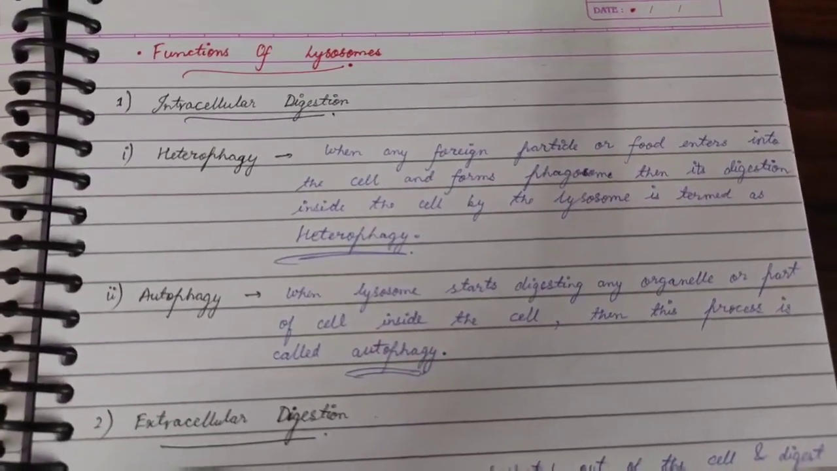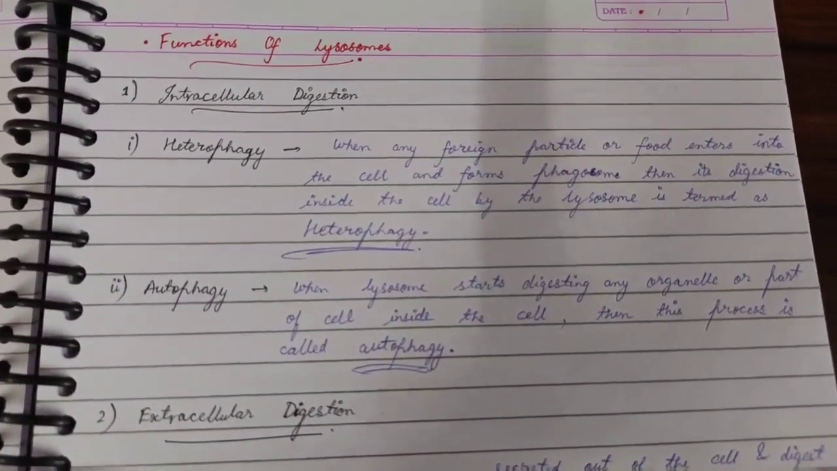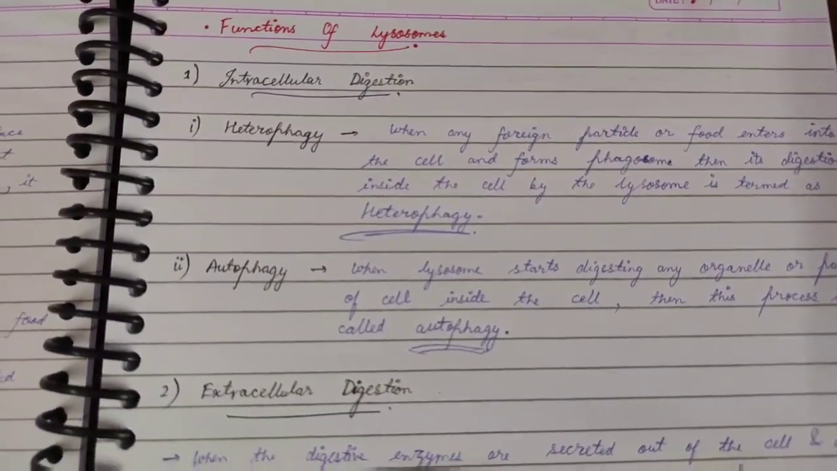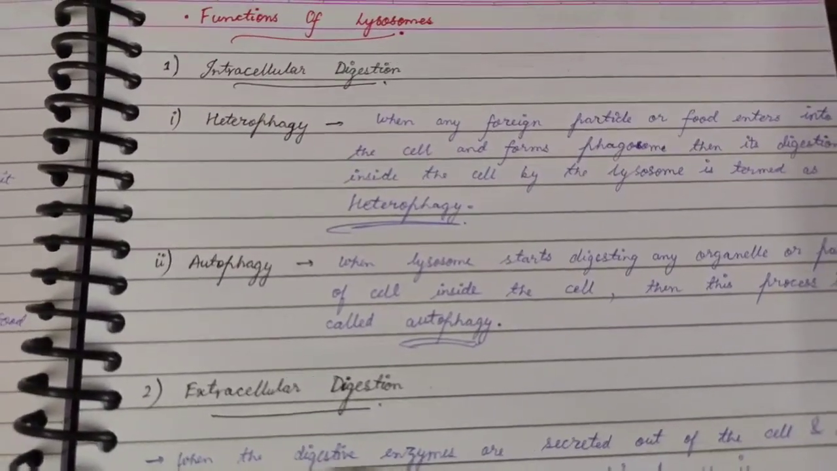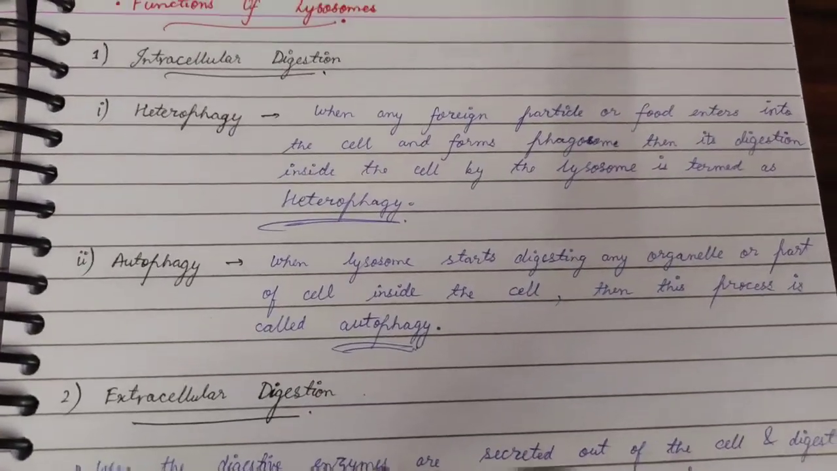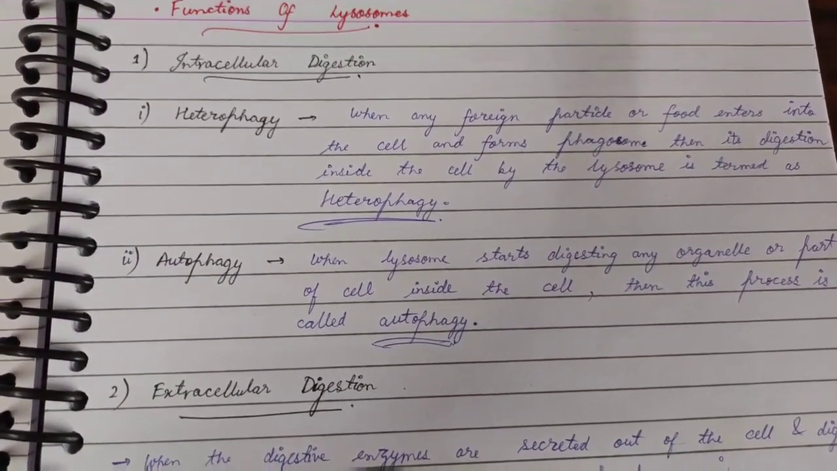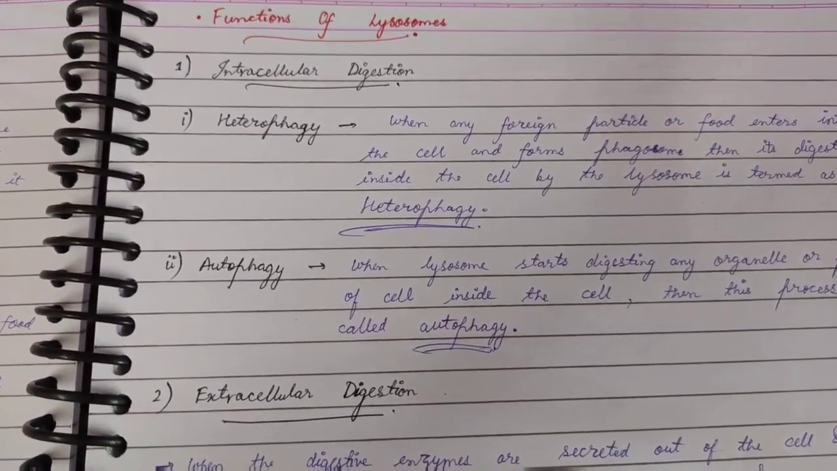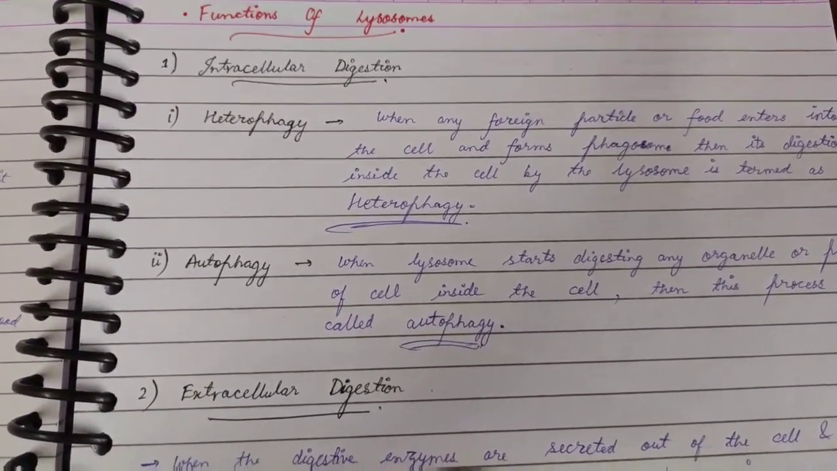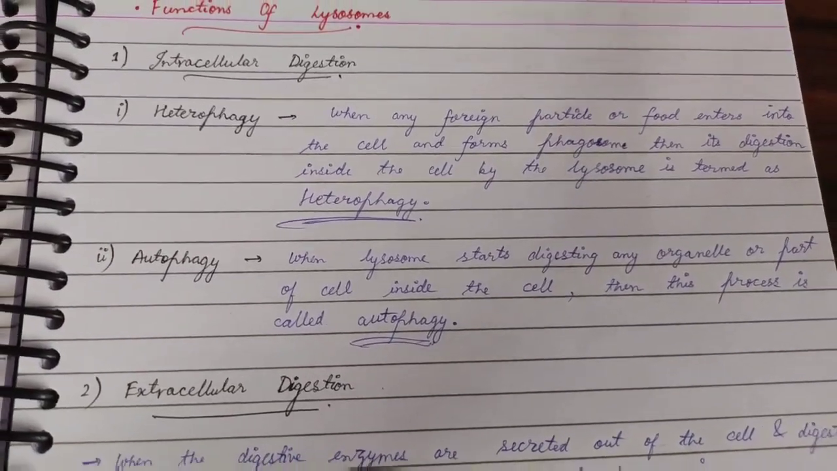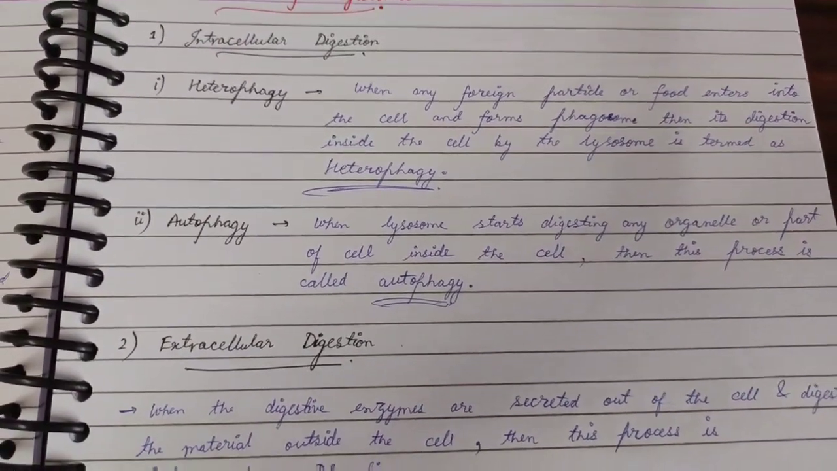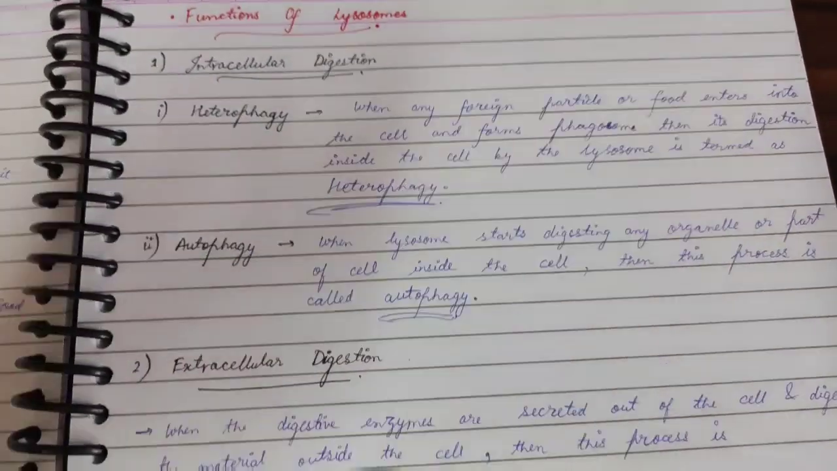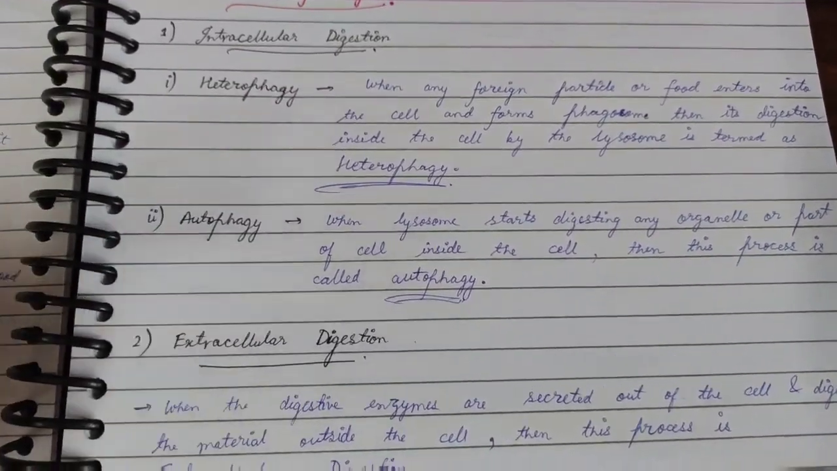Now basically there are two types of digestion, intracellular and extracellular, and also there is autolysis. In intracellular digestion, there are again two types, heterophagy and autophagy. Heterophagy is when some foreign particle enters the cell and it is digested by the lysosome. And suppose the lysosome is digesting any cell organelle present inside the cell, then it is known as autophagy. In both cases, digestion takes place inside the cell only.